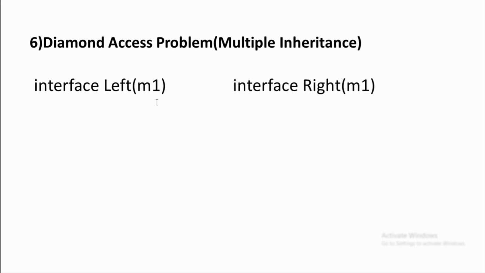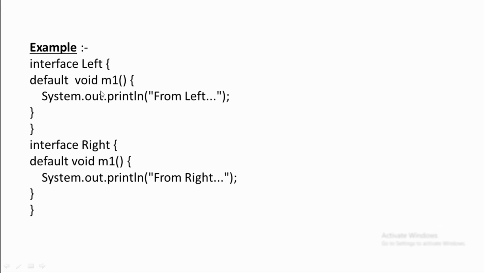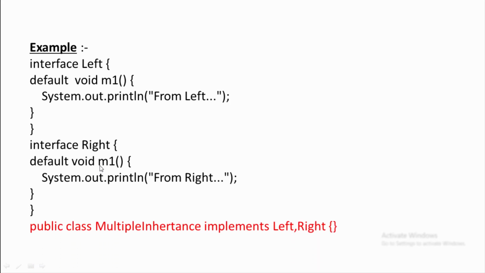And now the last point is the diamond problem or the multiple inheritance problem in interfaces. So what is this problem? I have two interfaces, Left and Right, and both contain method m1, right? And now we have a class that implements both Left and Right. So there is a conflict: this Demo class uses which m1 method, from Left or from Right? The output is a conflict of m1 method and it will give me an error. As soon as a class implements Left and Right, it will give us an error.